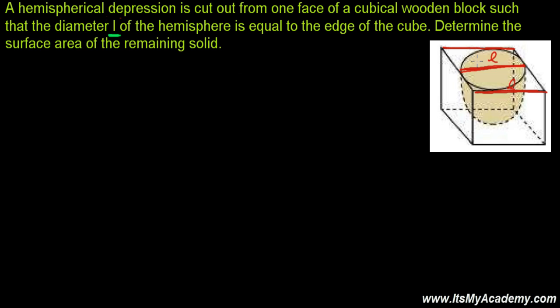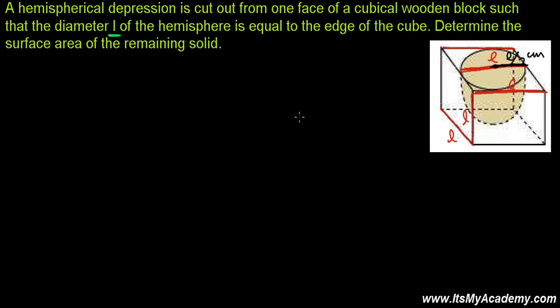So altogether we get the height of this cube as L, similarly the breadth of the cube as L. So we know the length, breadth and height of the cube. For the hemisphere, once we know the diameter, we know the radius, and that radius is L over 2 centimeter. Now we can easily find the total surface area of the remaining solid. The question says determine the surface area of the remaining solid.